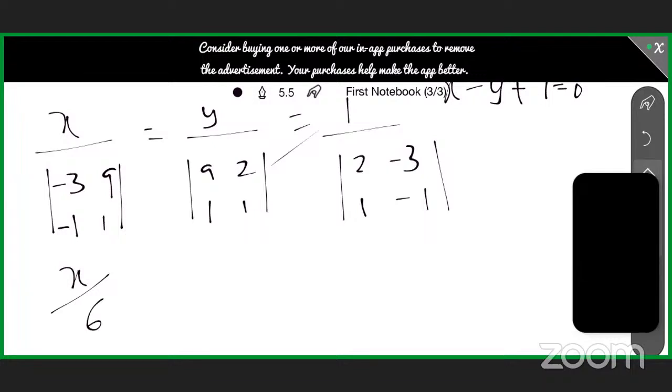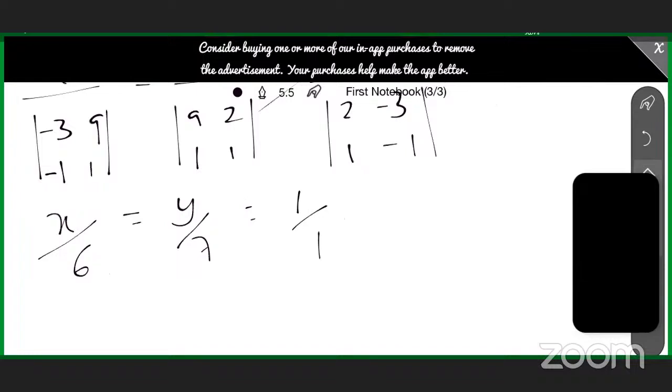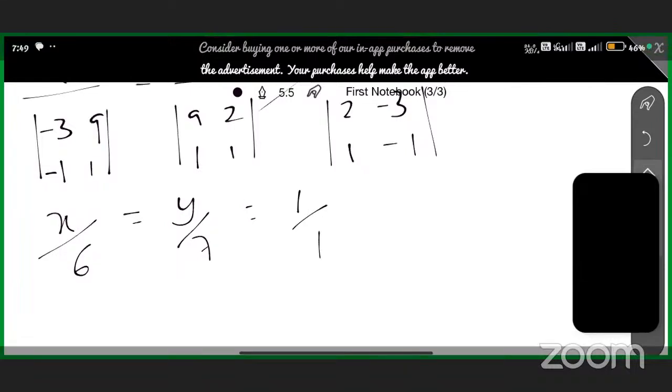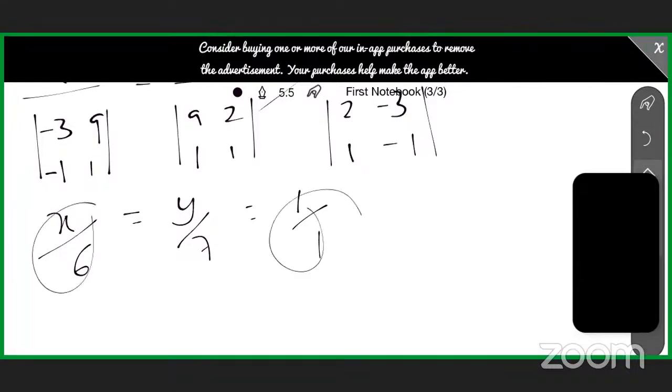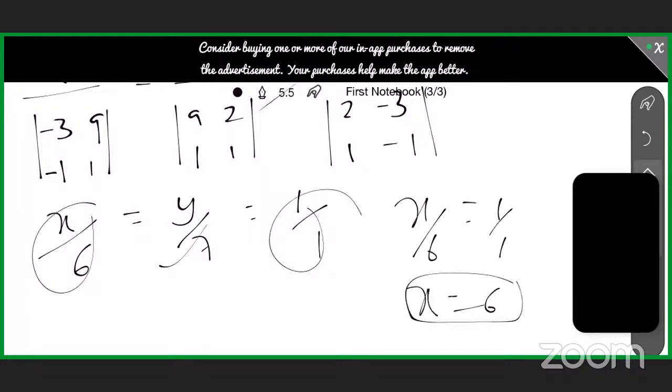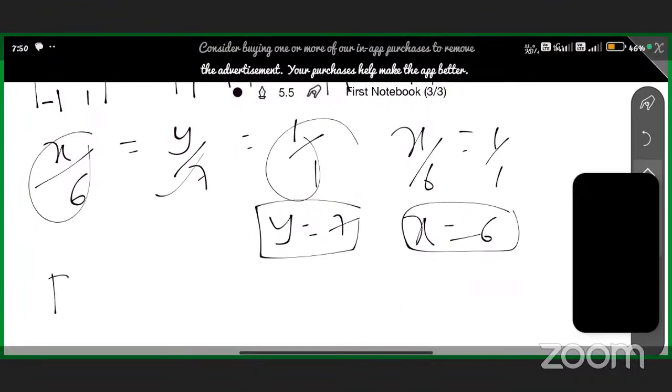x by 6 is equal to 9 minus 2, y by 7 is equal to 1 by minus 2 plus 3, is equal to 1. I equate this with x by 6 is equal to 1 by 1. Therefore, what is our x? x is equal to 6. Similarly, y is equal to 7. Therefore, my point of intersection is how much? 6, comma 7.